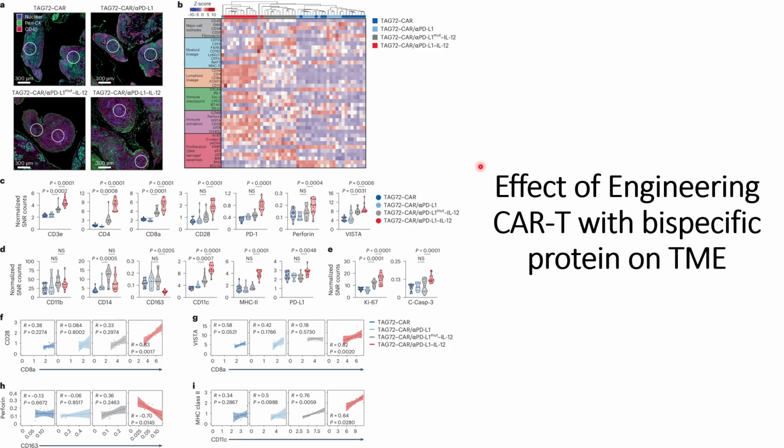In this video, we will discuss the effect of engineering CAR-T with bispecific protein on the tumor microenvironment. Researchers wanted to check whether their CAR-T with bispecific proteins would be able to increase immune infiltration in the tumor microenvironment or not. To check this hypothesis, they did immunohistochemistry analysis on the tumors, and they selected the regions of interest that are marked by this circle.